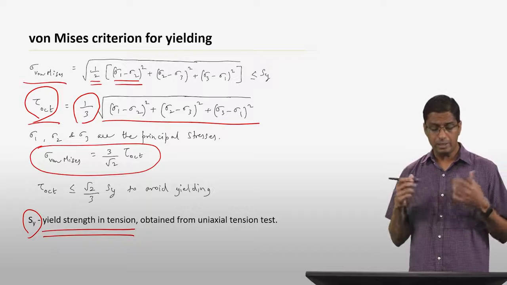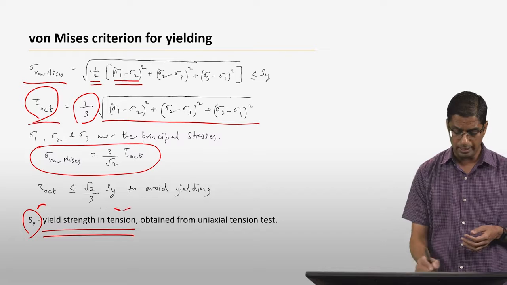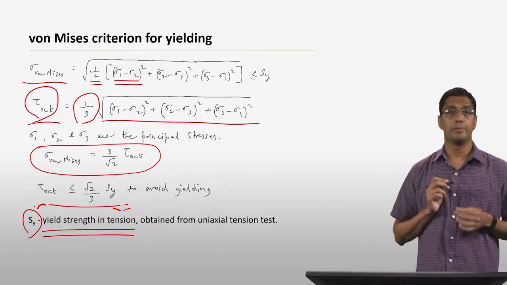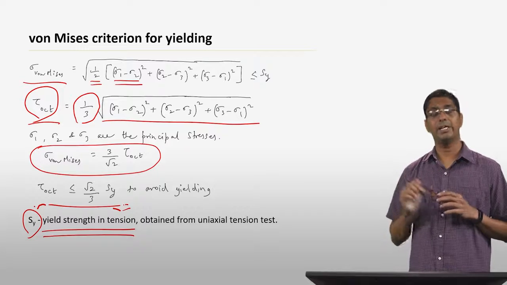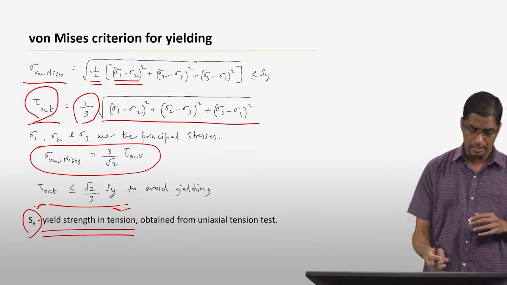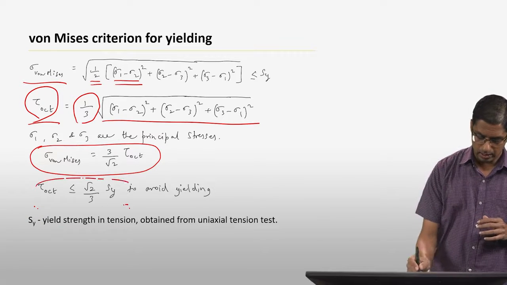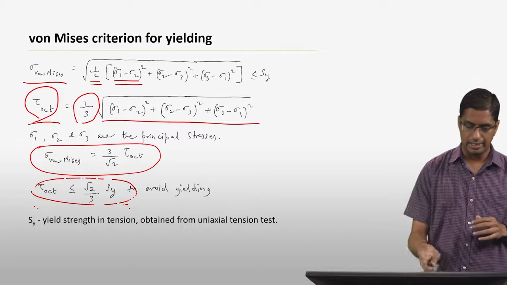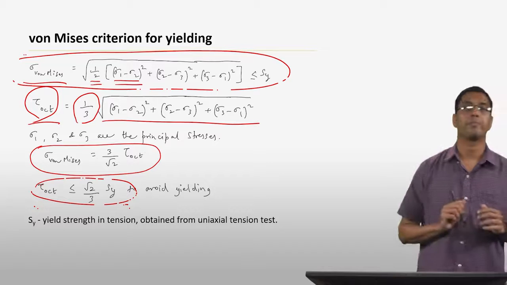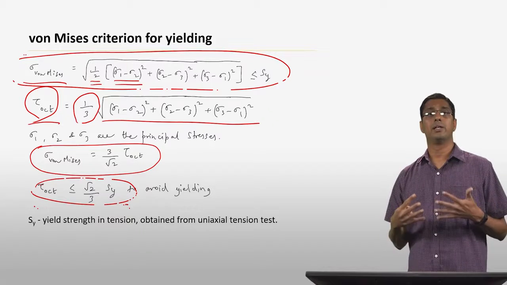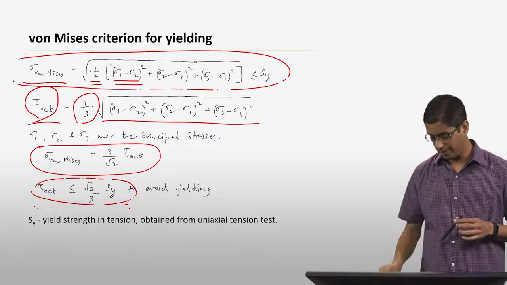So another way of defining the criterion is that tau octahedral should be less than or equal to square root of 2 divided by 3 times Sy to avoid yielding. So this criterion here and this criterion over here are essentially the same. Okay, so you can either write the von Mises criterion in terms of the von Mises stress or in terms of the octahedral shear stress.